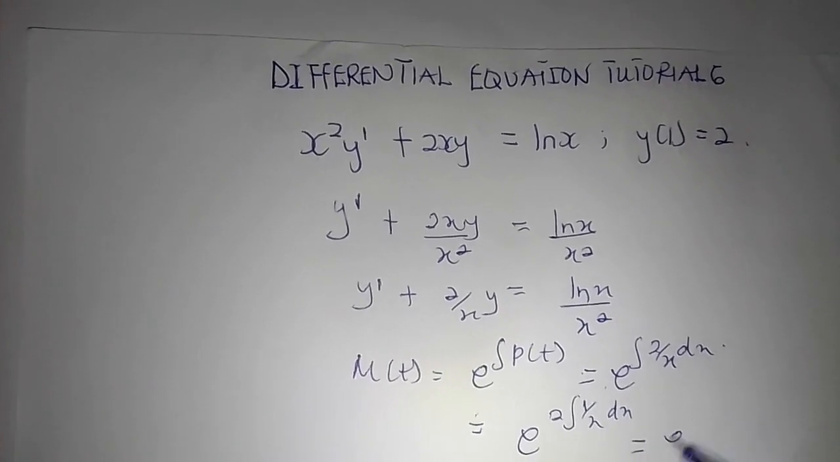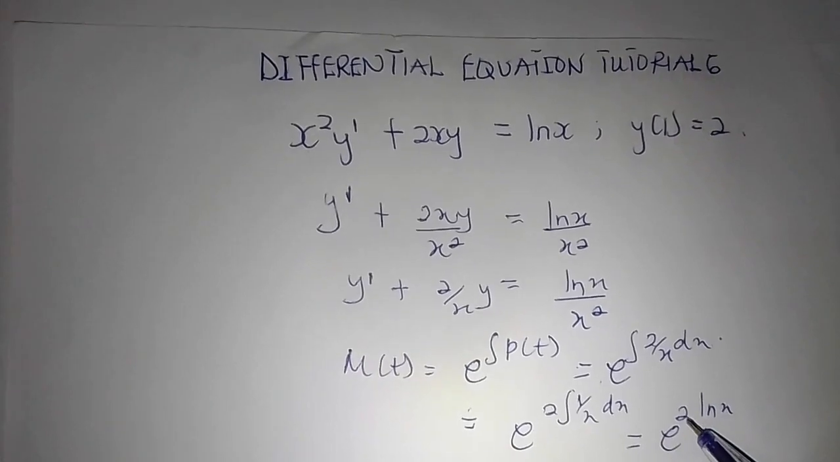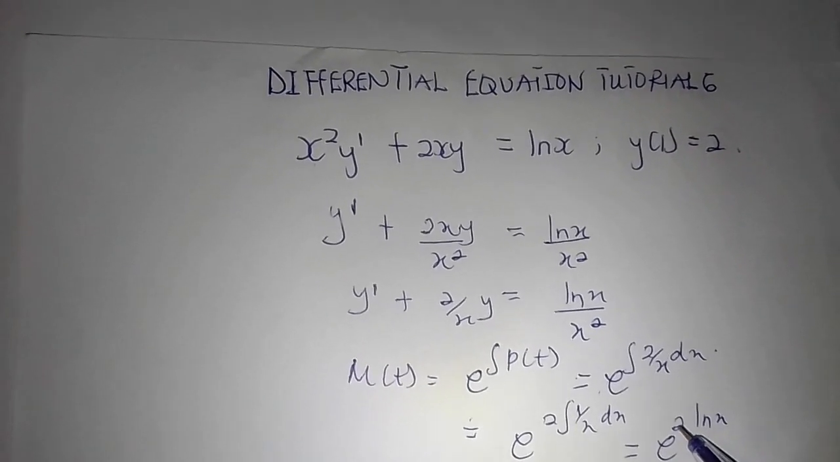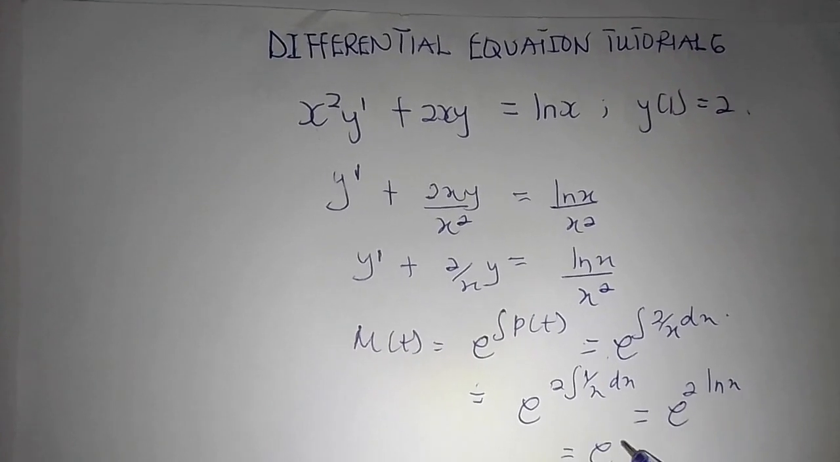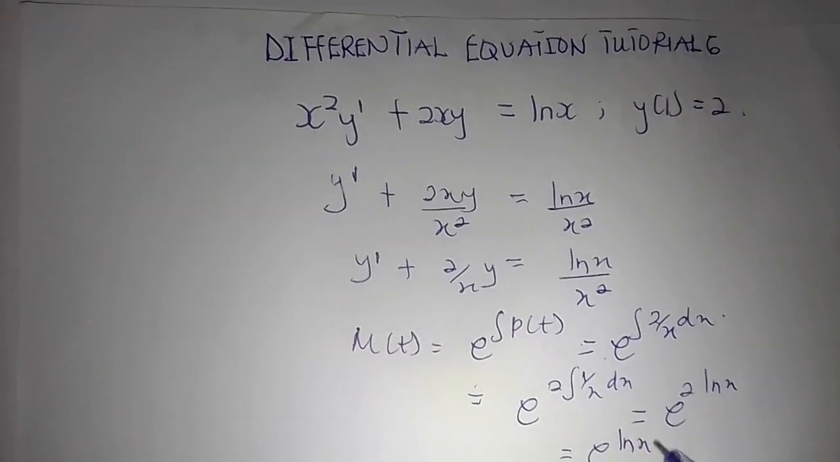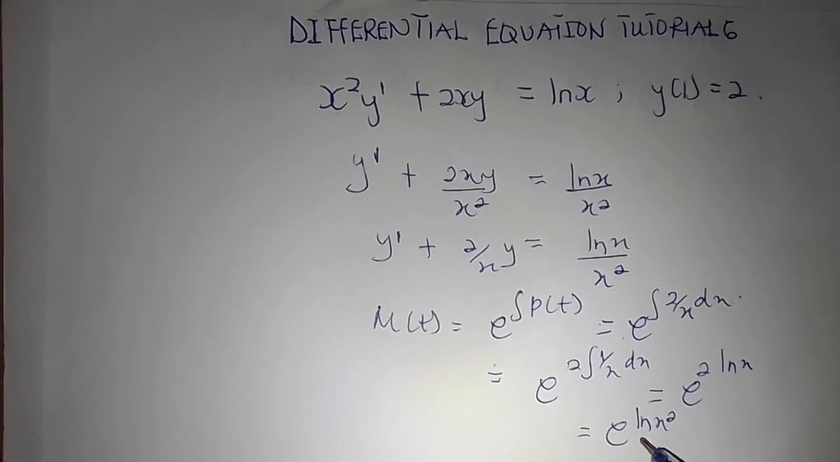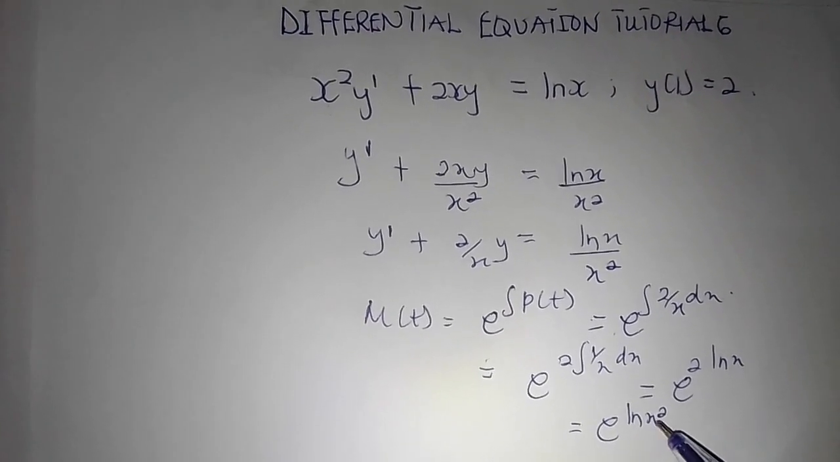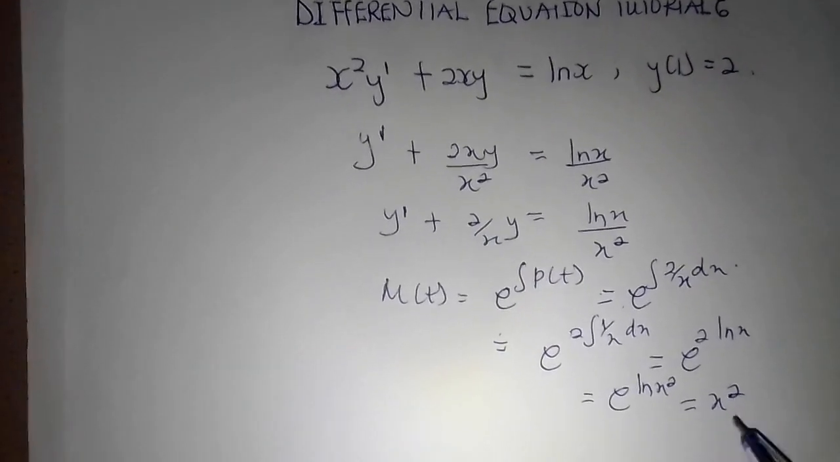So this will be e to the power 2 ln of x. And we are going to put the 2 on the x. So applying logarithm, this is the same as e to the power ln of x squared. And if you have e to the power of ln, it cancels out by logarithm properties, and the answer will be equal to x squared. Now we found the integrating factor to be x squared.